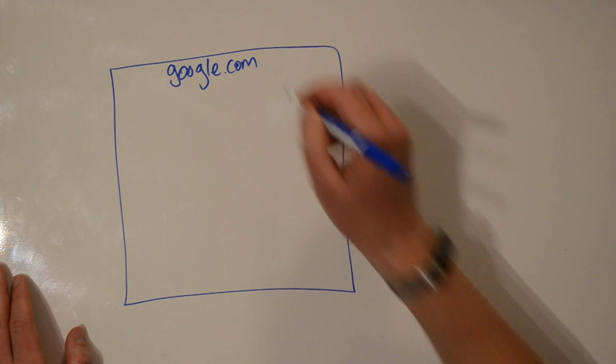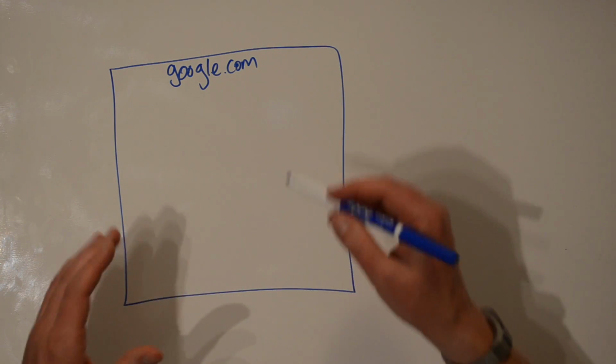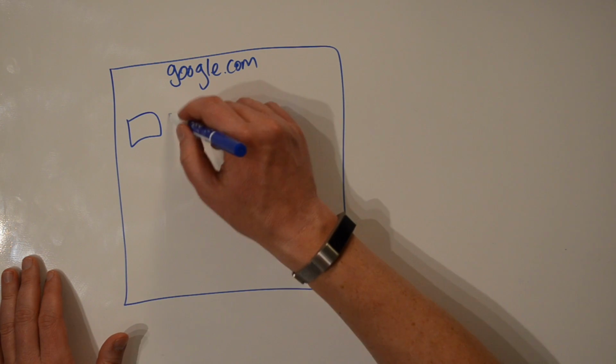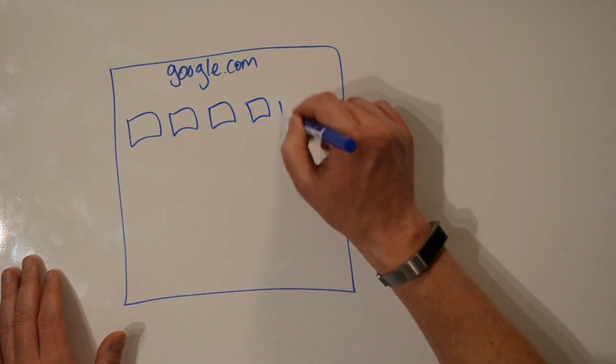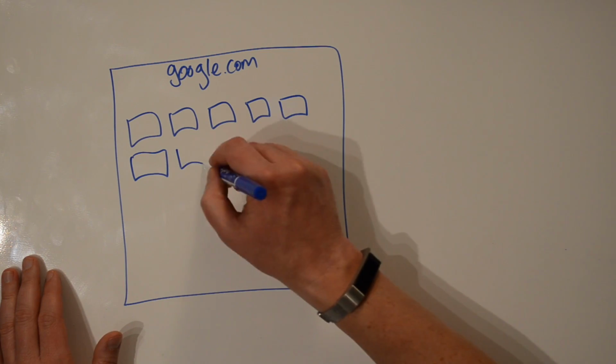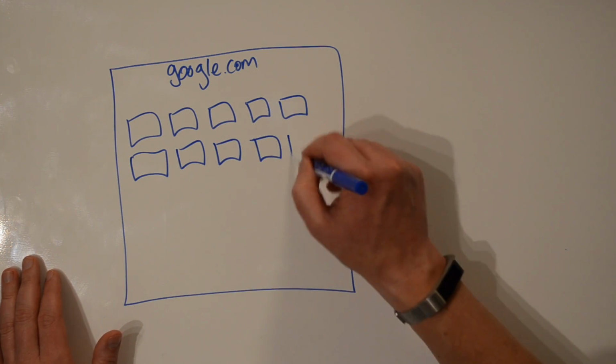Now, I mentioned that one computer could have multiple servers running on it. I want to touch on one more thing here, and that is the fact that one server can actually have multiple websites running on it. Now, this doesn't really happen with Google.com. Google.com is such a big website with so much traffic that in order to serve it all, they have to use lots and lots of servers.